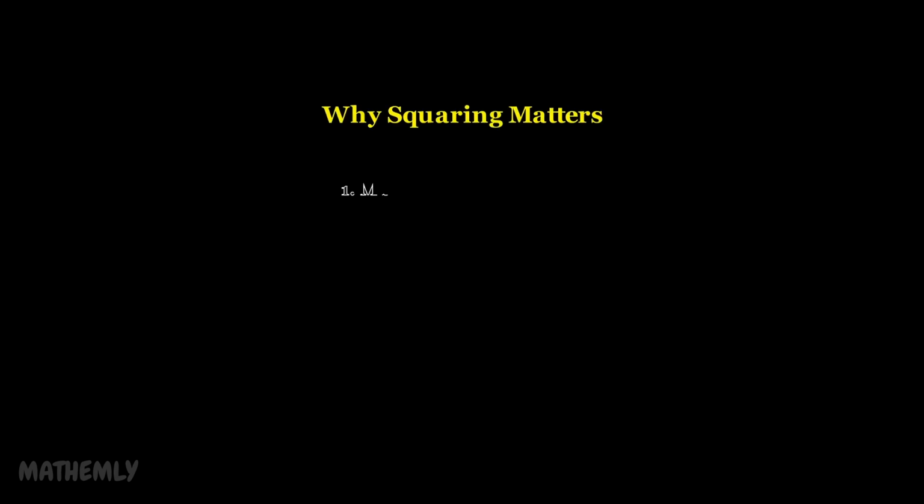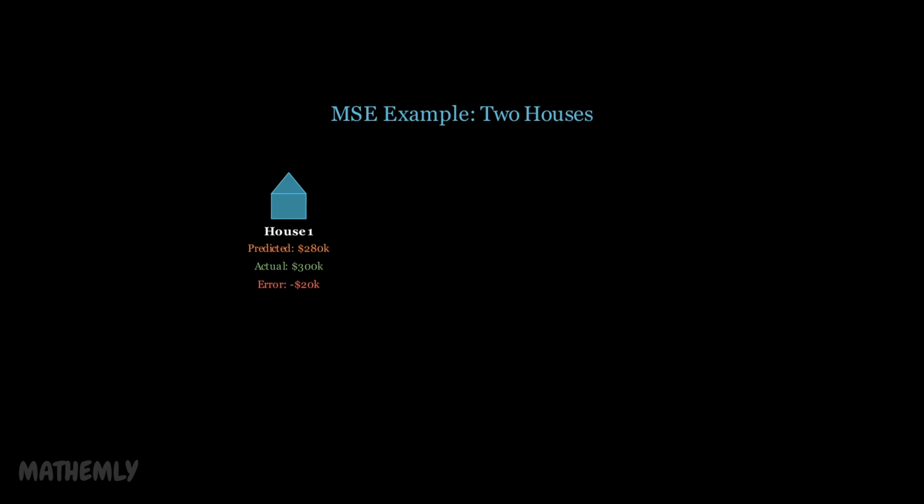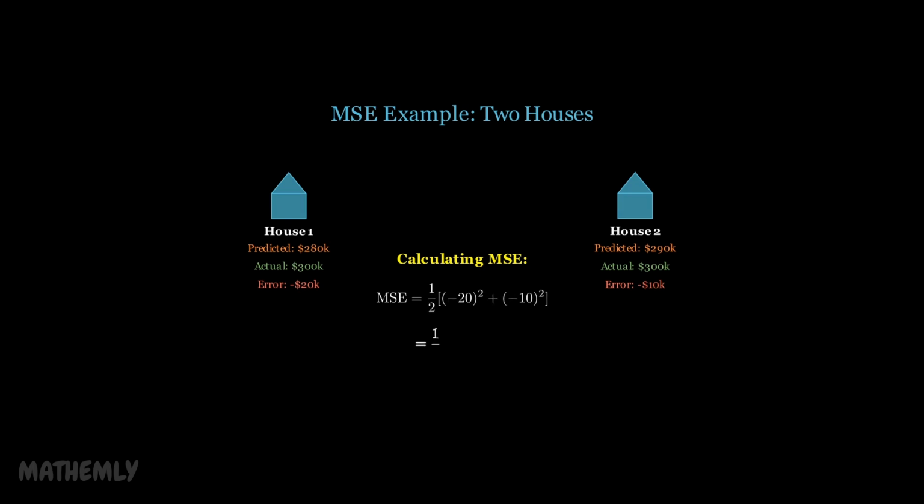One, it makes all errors positive so they don't cancel each other out, and two, it punishes large mistakes more heavily than small ones, meaning the network learns to pay extra attention to big errors. For example, if the model predicts $280,000 for one house and $290,000 for another, but both should be $300,000, the total loss reflects how far off it was on average.